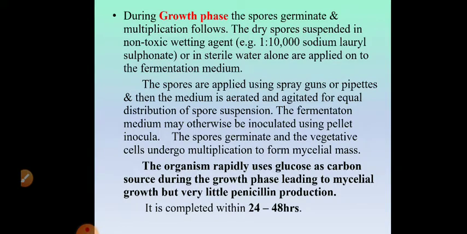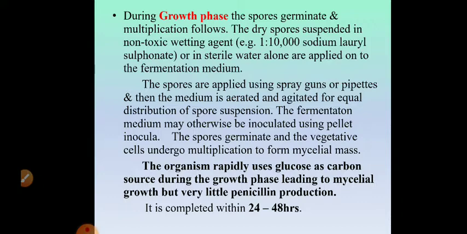What happens during growth phase? During growth phase, the spores germinate and multiplication follows. That means sporulation and multiplication stage. Here in the growth phase, the spores present in the inoculum germinate and develop into mycelium, and then the multiplication takes place. Spore germination and multiplication. The dry spores are suspended in a non-toxic wetting agent like sodium lauryl sulfonate, which is 1:10,000 diluted.